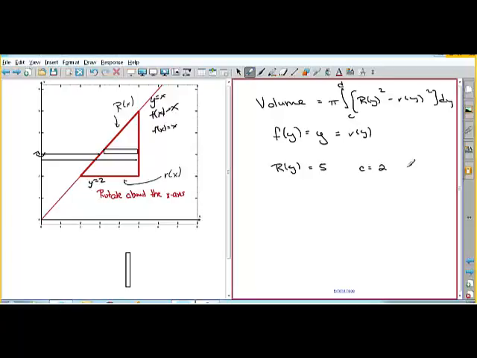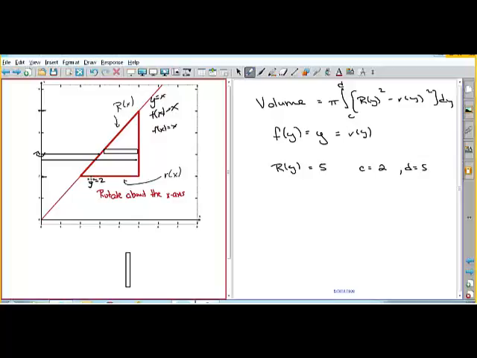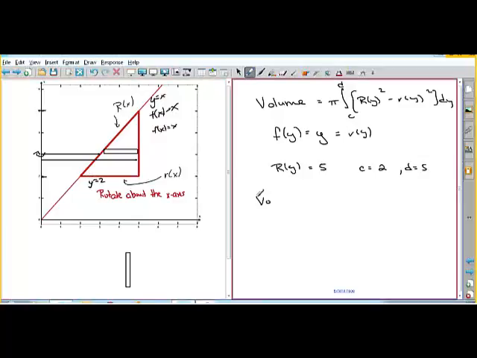Our lower limit of integration, c, is y equals 2, and the upper limit of integration, d, is y equals 5. So here are the y limits. To calculate the volume, it's pi times the integral from 2 to 5 of capital R of y, which is 5, squared, minus small r of y, which is y, squared, times dy.